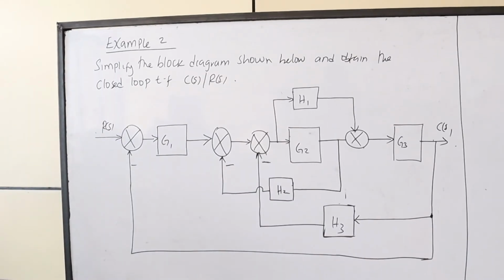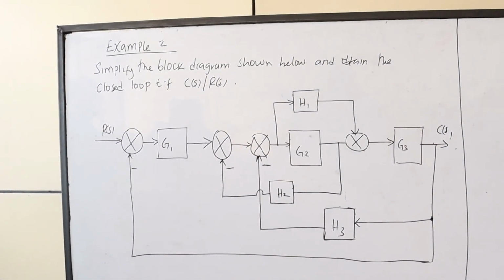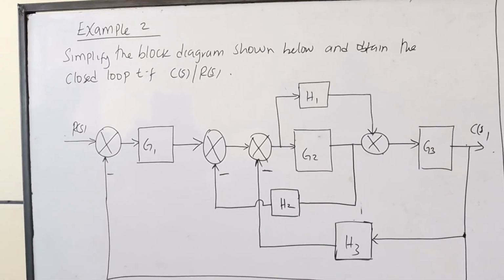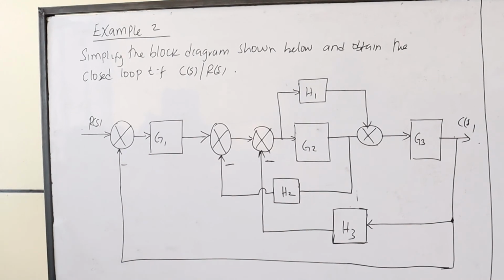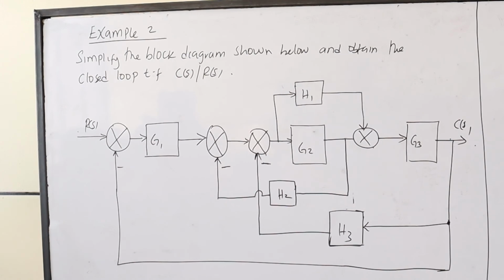So our second example is this. Simplify the block diagram shown below and obtain the closed loop transfer function C(s) over R(s). Just like what we did before, we are going to interrogate the rules that we had discussed earlier on how to reduce the block diagram to its canonical form.